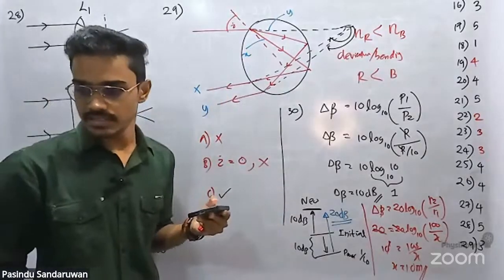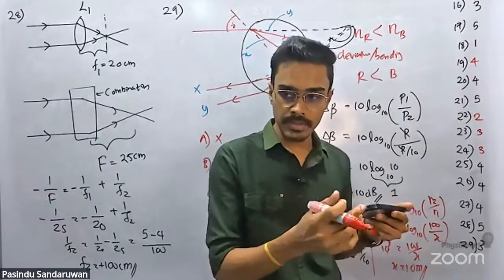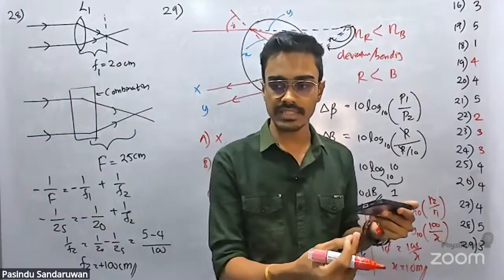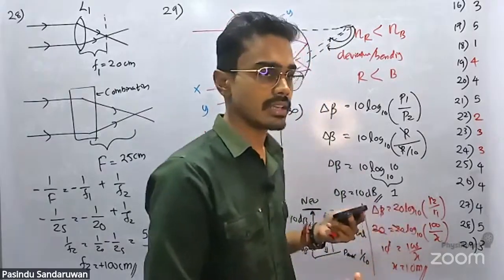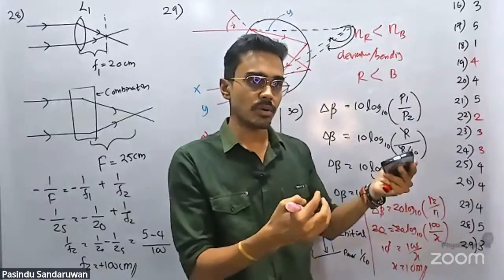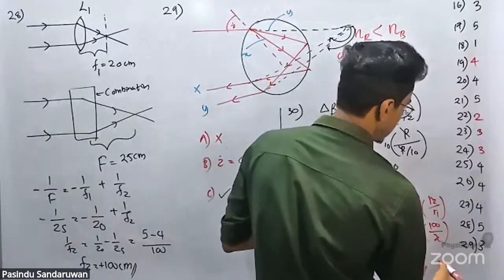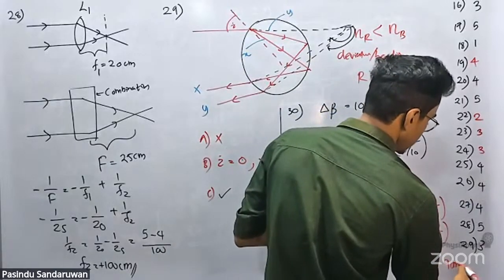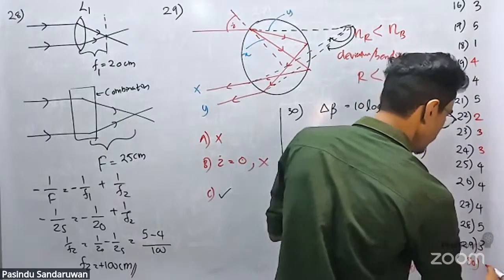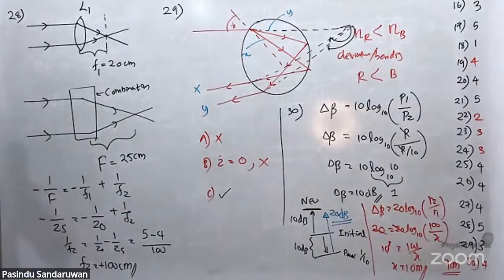Which means this person should be 10 meters away from this speaker. Then the travel distance is 100 minus 10. Initially he was 100 meters away. Now he should be 10 meters away. Then travel distance is 90 meters. So the answer for 30 is 4. That is again a tricky question.